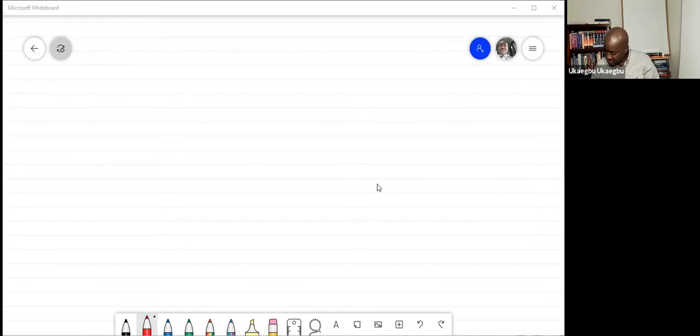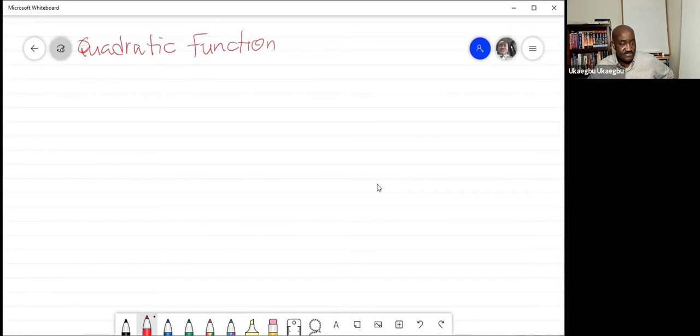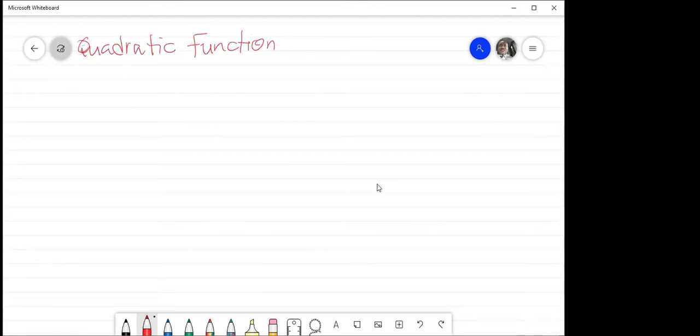So the topic is quadratic function. I hope everybody can read my writing, right? Yes. All right. So generally, once you hear the word quadratic equation or quadratic function, there is a formula that describes a quadratic equation. Any equation that looks like that formula is called a quadratic equation. So that's where we are going to start.